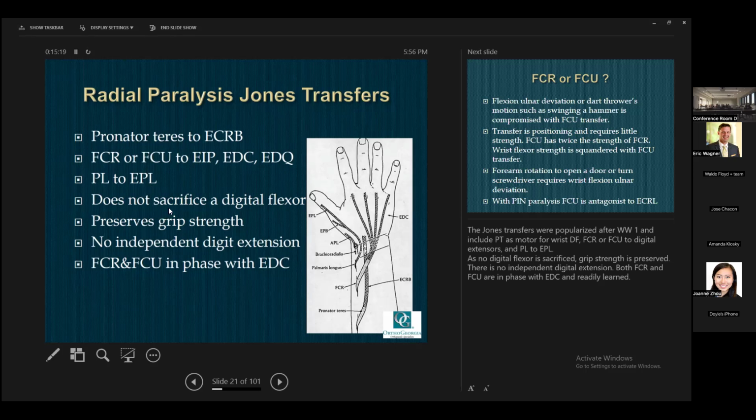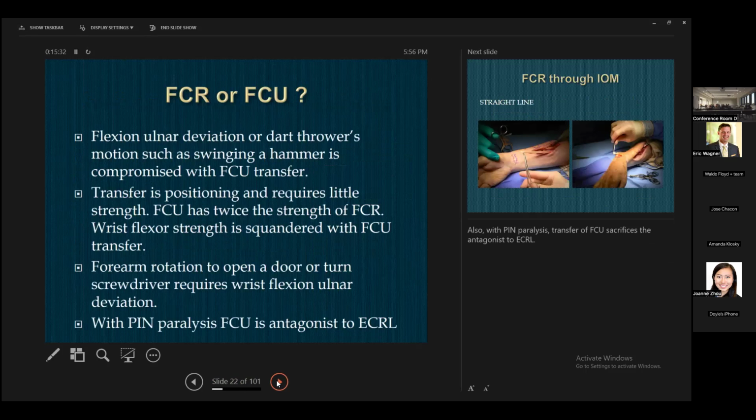This does not sacrifice a digital flexor and preserves grip strength, but it has no independent digit extension. But both the FCR and FCU are in phase with EDC. So which do we prefer? When hand surgeons historically needed to debate something, this was one of the debates.